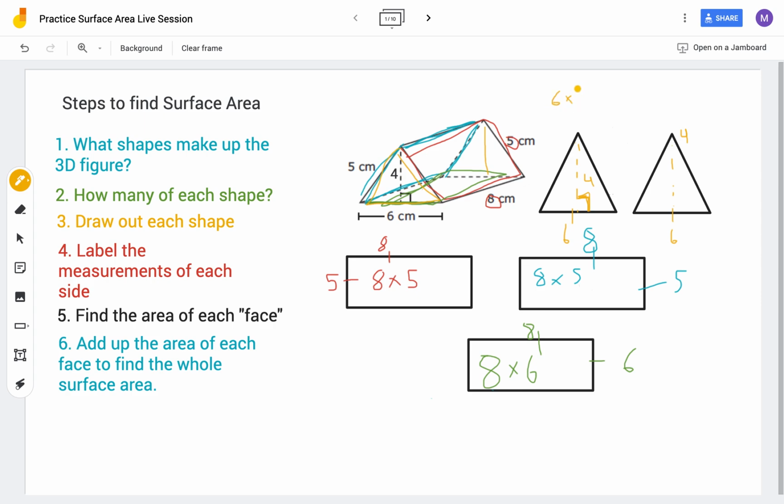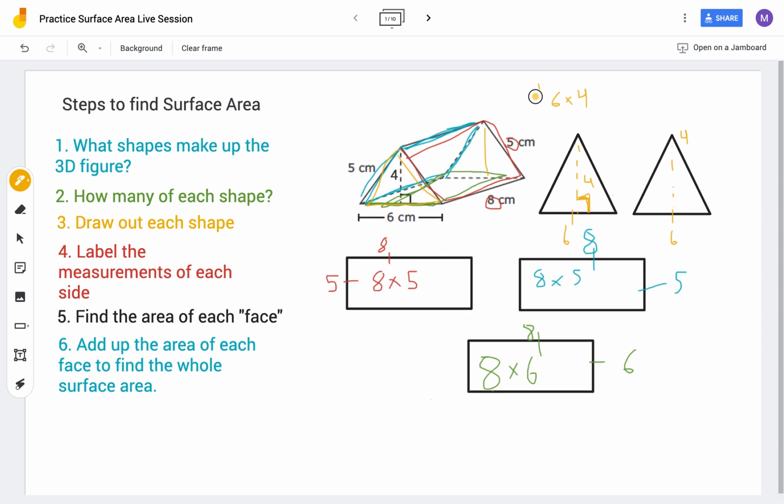One of the common mistakes I see is we forget a triangle is only half of a square or a rectangle. So you have to have that 1/2, and the 1/2 is of the entire 6 by 4. So 6 times 4 is 24, and half of that is 12. So the area of each of these triangles is 12. I like to write it in the box and circle it because that helps me keep track of all my numbers.